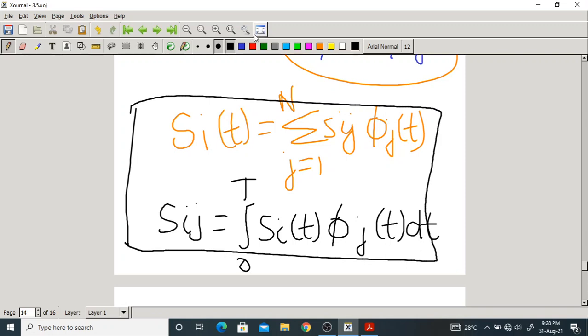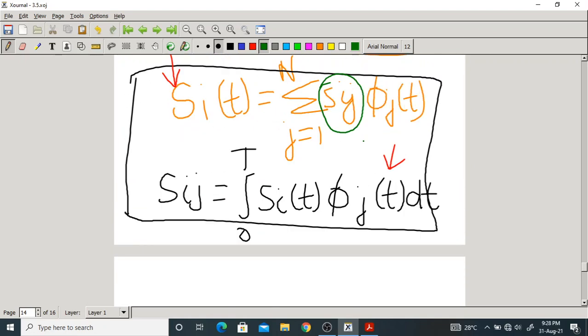Okay. So it is called synthesis. It is called analysis. Now here, in this, what are the Sijs? They are called the coefficients of expansion. Now, these coefficients can be written in the vector form.